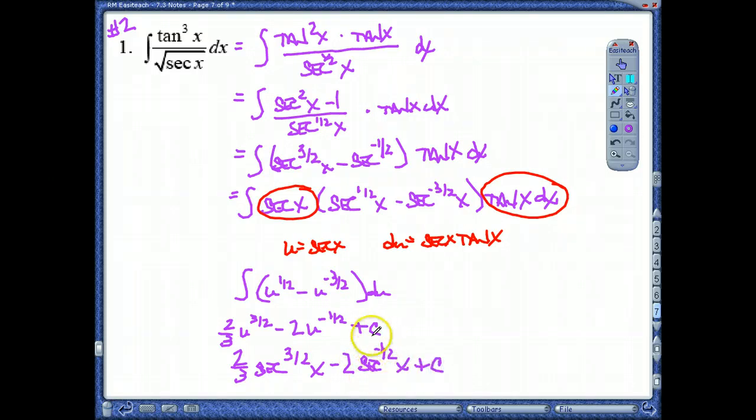Now this negative 1/2, you can put it in the denominator. You can change it to the cosine to the positive 1/2. It's all in what you might want to do.